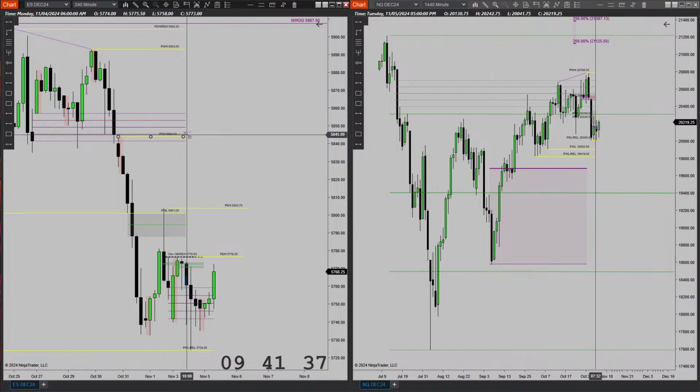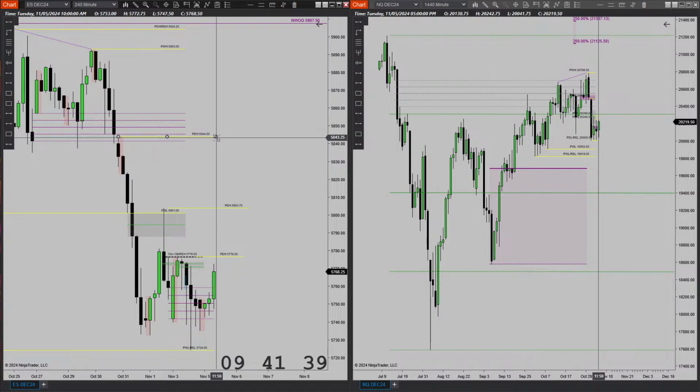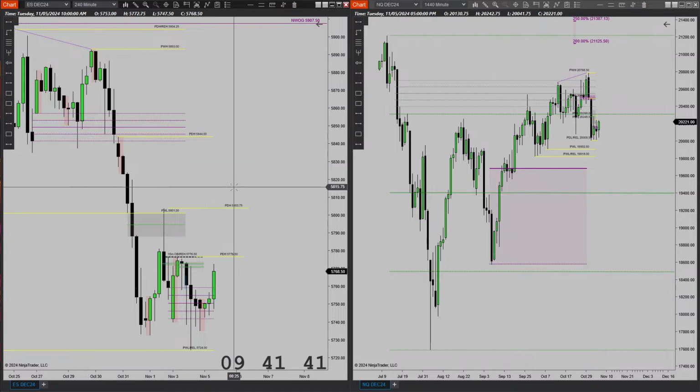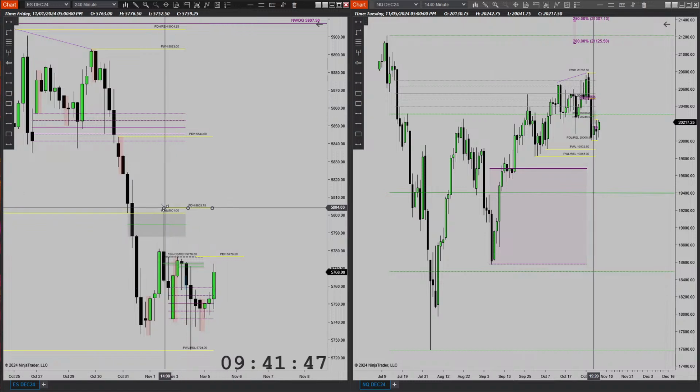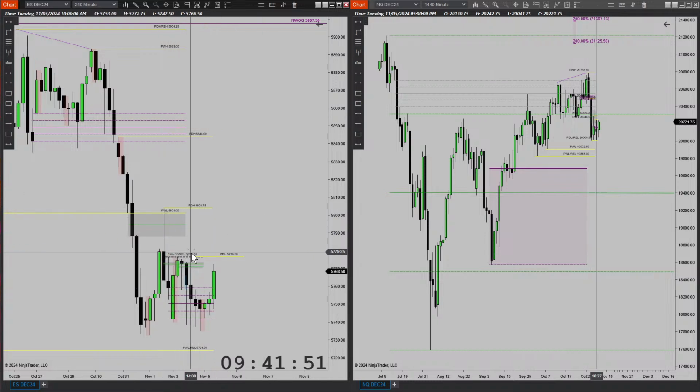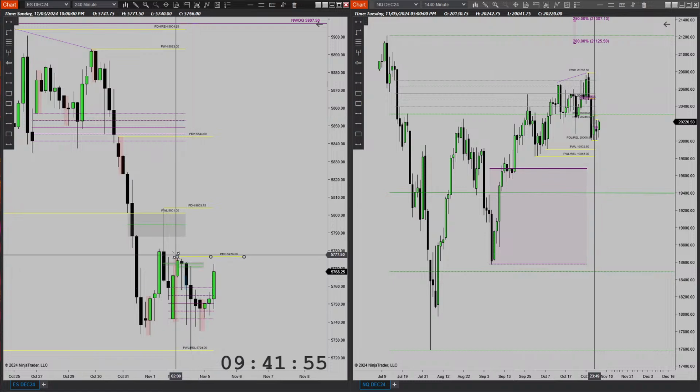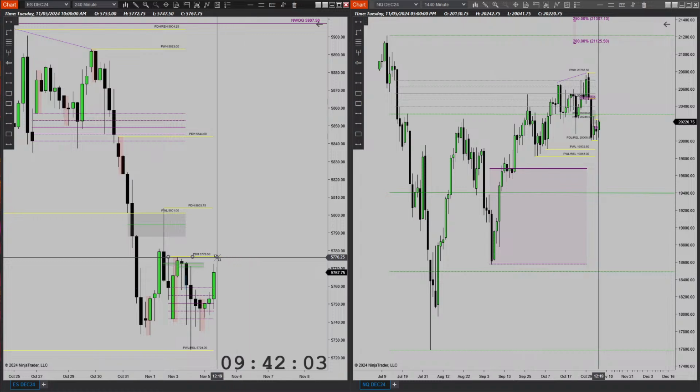All right, so we have this relative equal high up here. I mean, this previous day high. We have this previous day high up here. And this one, I'm just going to get rid of this order block here. I don't really need it. Actually, they're both the same, so same price.